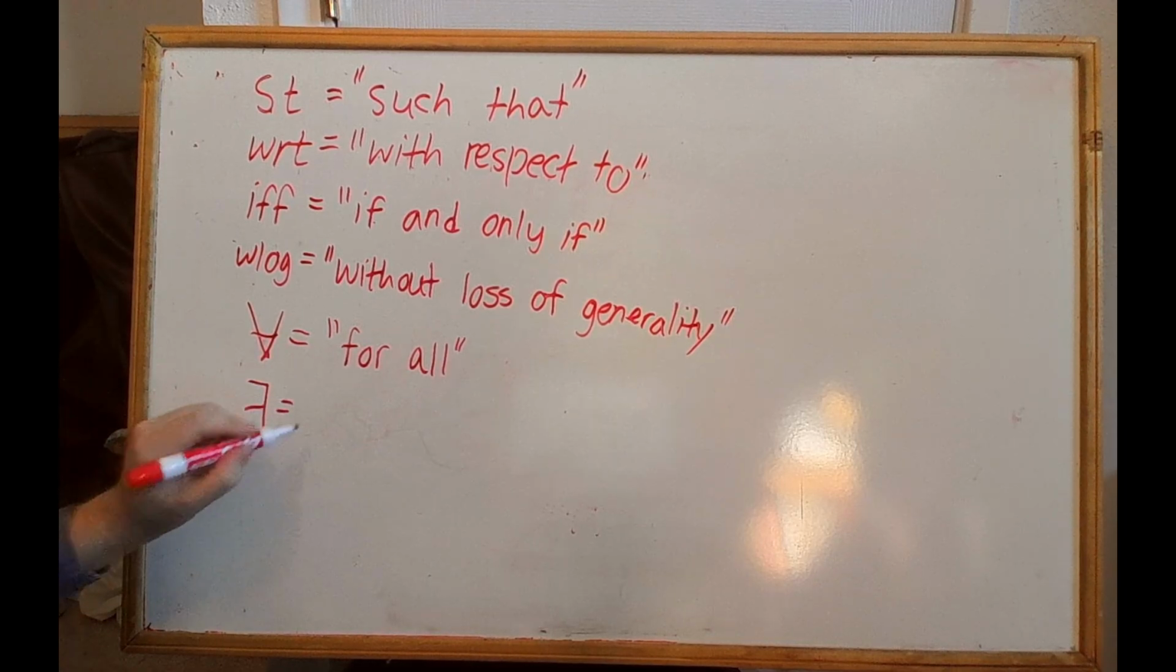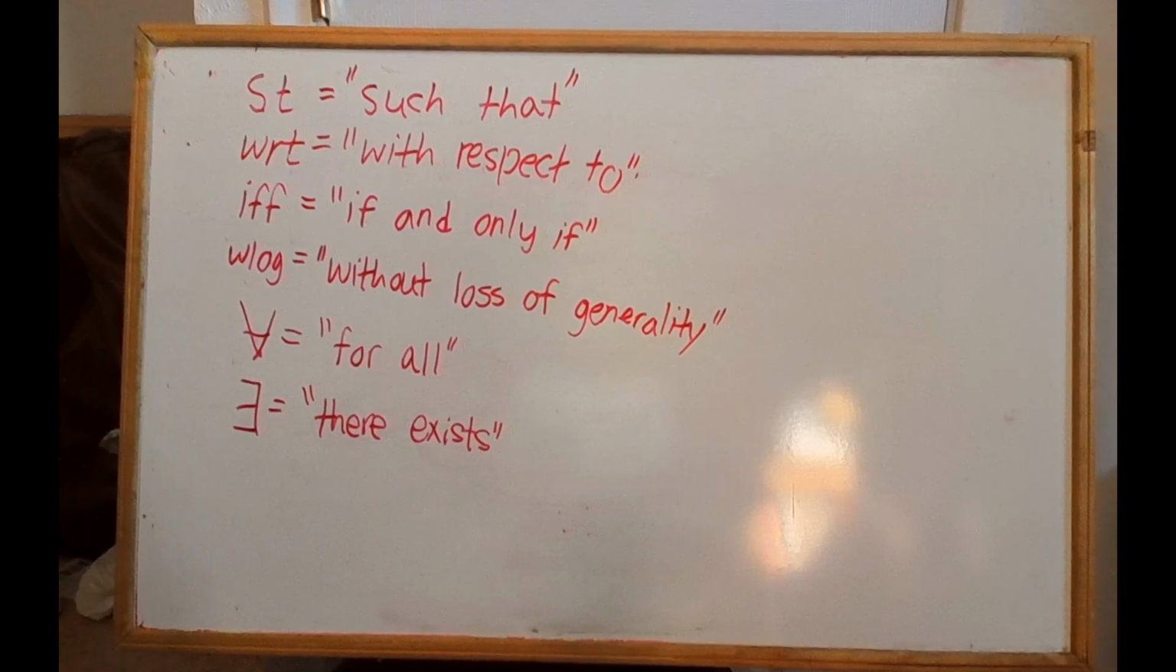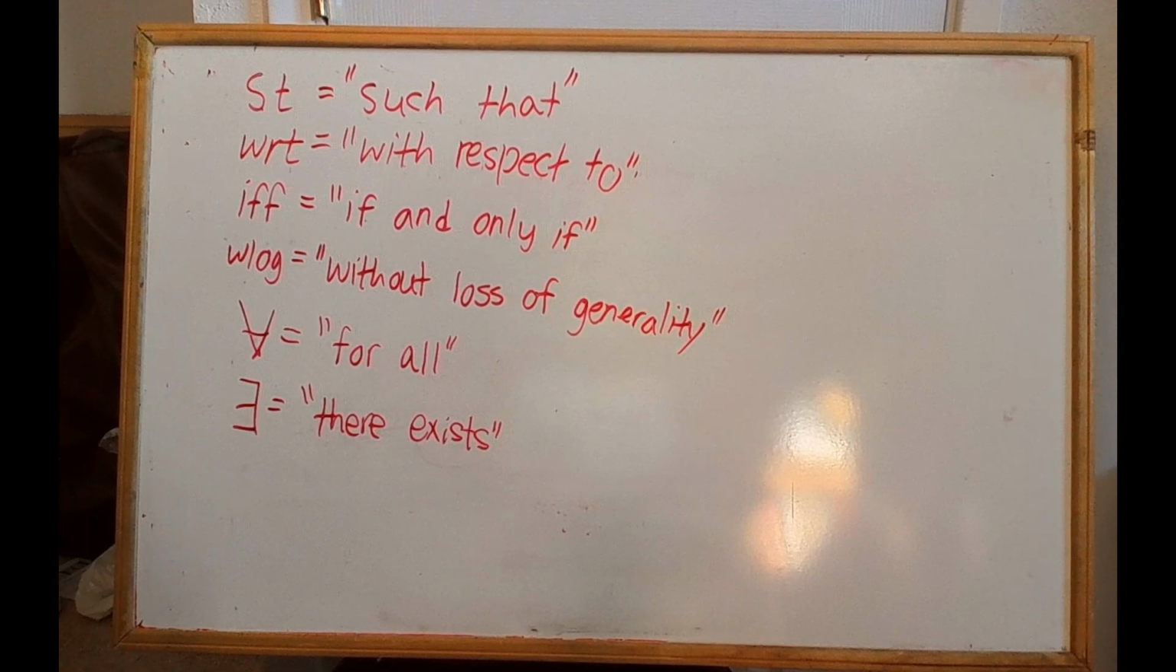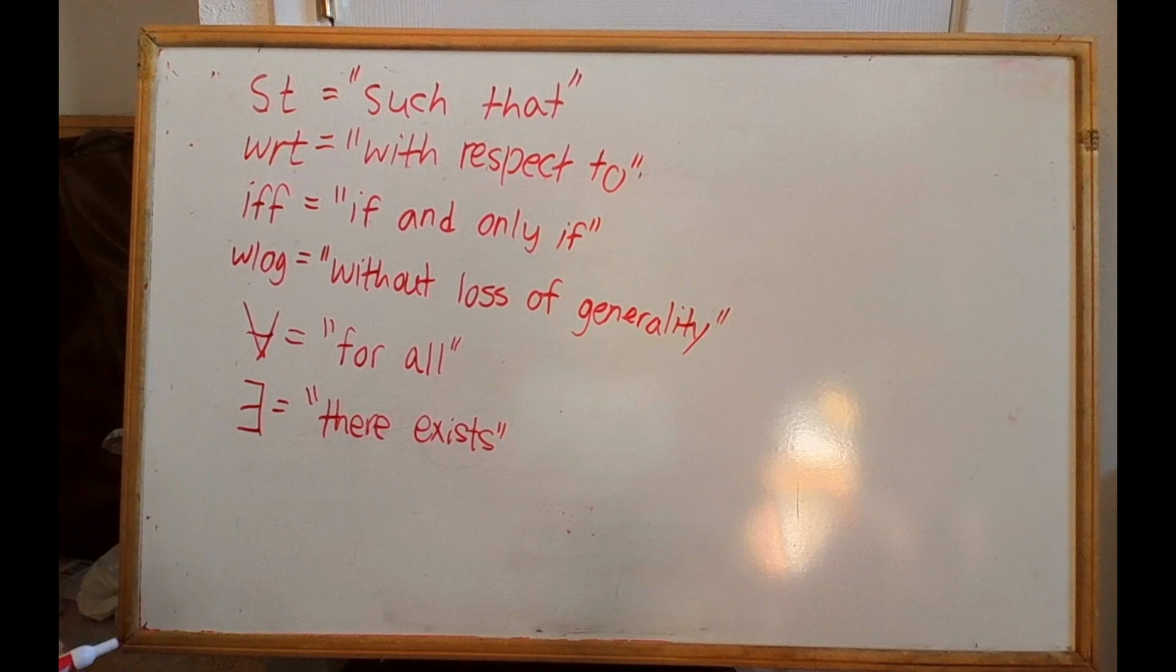And of course, how could I forget these two symbols: for all and there exists? You can remember these like this: for all looks like an upside down A, and all starts with A. Similarly, there exists looks like a backwards E, and exist starts with the letter E.